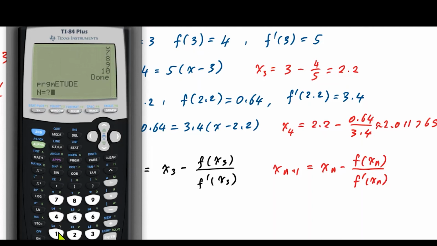Prompt, enter n, and then let's put 10. And enter. Then boom, that fast. Okay. Are you with me? Now, that's not fun. Let's do something better, right?